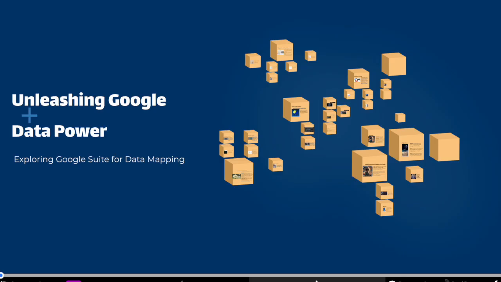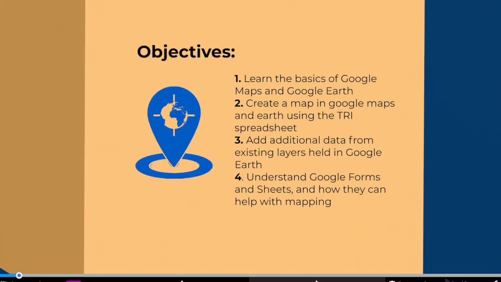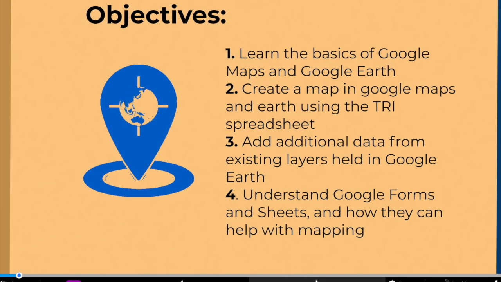In this module, we will do a deep dive, as much as one can do in an hour, on Google Maps and Google Earth, and understanding Google Forms and how they all play together. Again, our objectives are to learn the basics of Google Maps and Google Earth, to create a map in Google Maps and Earth using the Toxics Release Inventory spreadsheet that we pulled and should be sitting in your class file from the previous module.